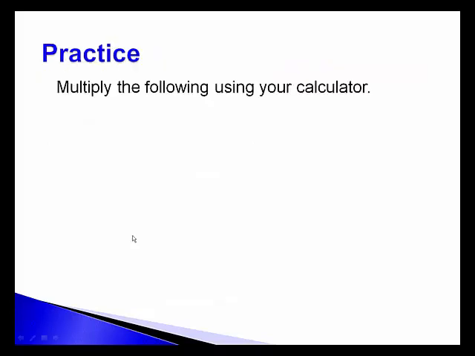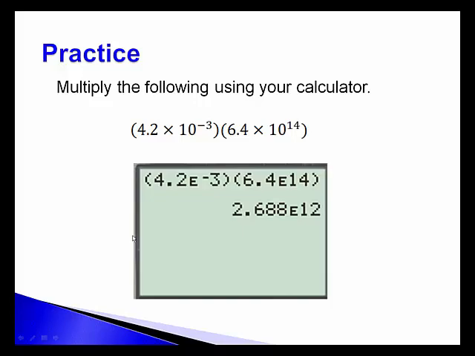Let's do another problem now. Let's multiply using your calculator. We want to multiply 4.2 times 10 to the -3rd power times 6.4 times 10 to the 14th power. We want to do this without leaving scientific notation. We don't want to go into standard form, multiply, and get an answer like that. So we're actually going to stay in scientific notation even on our calculator. Our keystrokes for this are 4.2, E, -3. Notice that we put the first number in parentheses and then we'll put our second number in parentheses, 6.4, E, 14. When you hit enter, your calculator will come back with 2.688 E12. I need you to recognize that what you actually have here is 2.688 times 10 to the 12th power.